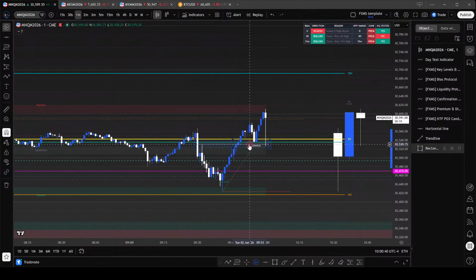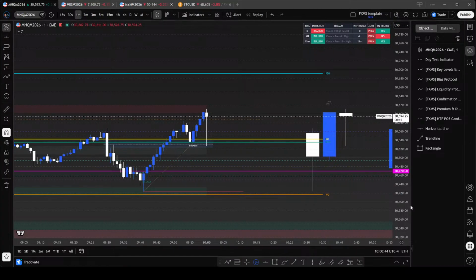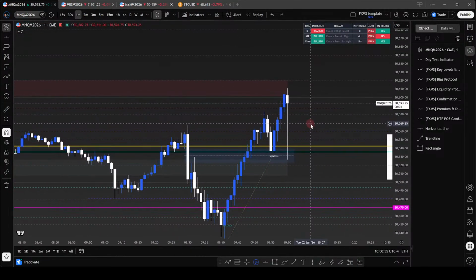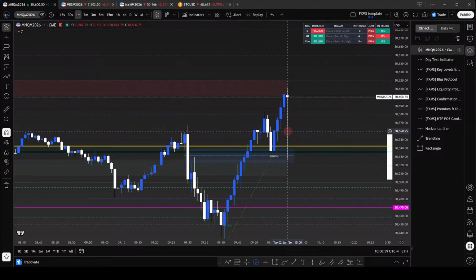There's our internal sweep, if we were looking for an internal sweep there, and a move up. That's the 10 o'clock volatility coming in there, right? That's why we don't really trade until 10 o'clock sometimes with the red news. Did we have red news today? We didn't have red news today. That was just price action.